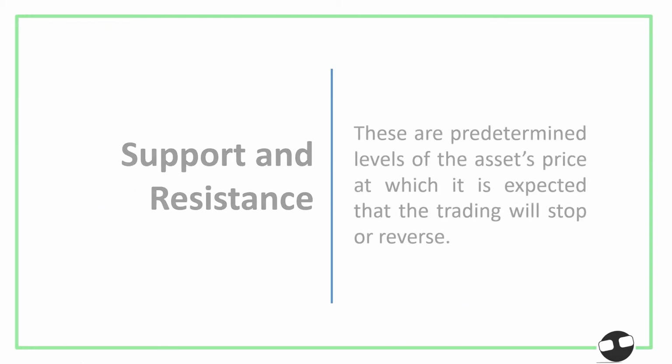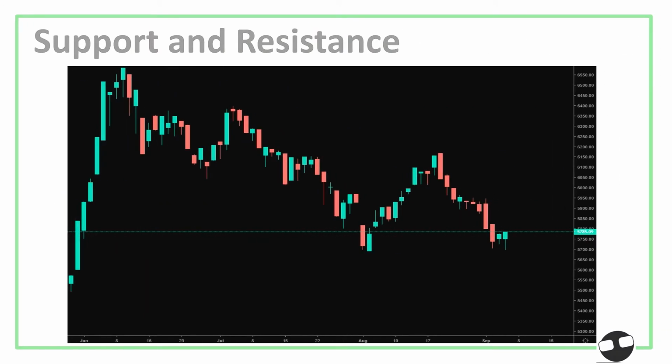So how about the support and resistance? These are predetermined levels of the asset's price at which it is expected that the trading will stop or reverse. So here we have the value of the index, the PSEI from June 2020 to September 2020. Now here, this is, let's say, the latest candle that we have here. It's a bullish uptrend candle.